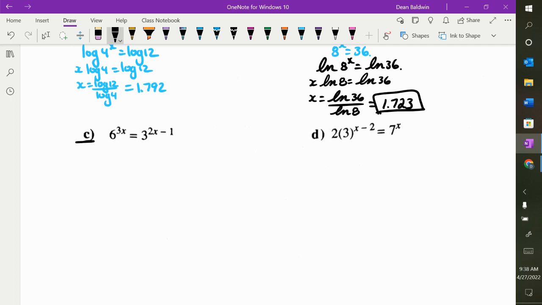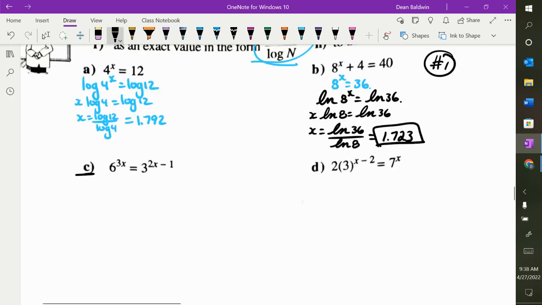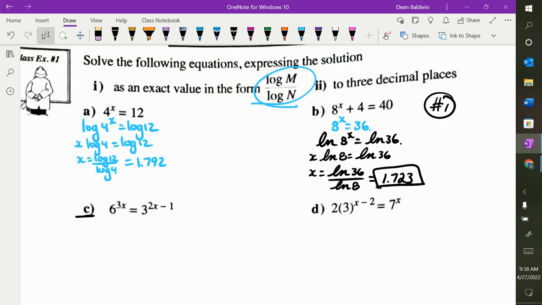Okay, no common base. So what do you do? You only have one choice here. Logs. You have to log it. Because in the earlier ones, it was some exponential equal to a constant. These ones are not that. There's variables in both exponents, so you can't just change to a logarithmic form. You have to log it.